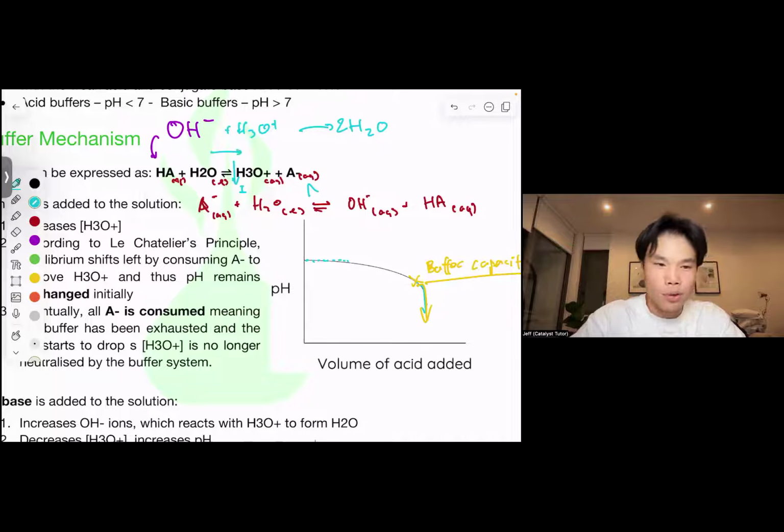It shifts across to the right, and it will increase our H3O plus concentration back up whilst consuming some H2O and HA and making more A minus.